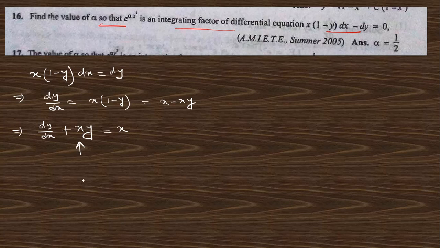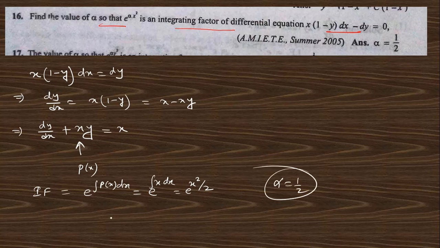So this is the P of x. So the integrating factor will be e to the power integration P of x dx, that is e to the power integration x dx, that is e to the power x square by 2. So if we compare this, you can say alpha equals half. Clear. Next, 17: the value of alpha so that e to the power alpha y square is an integrating factor of this differential equation.